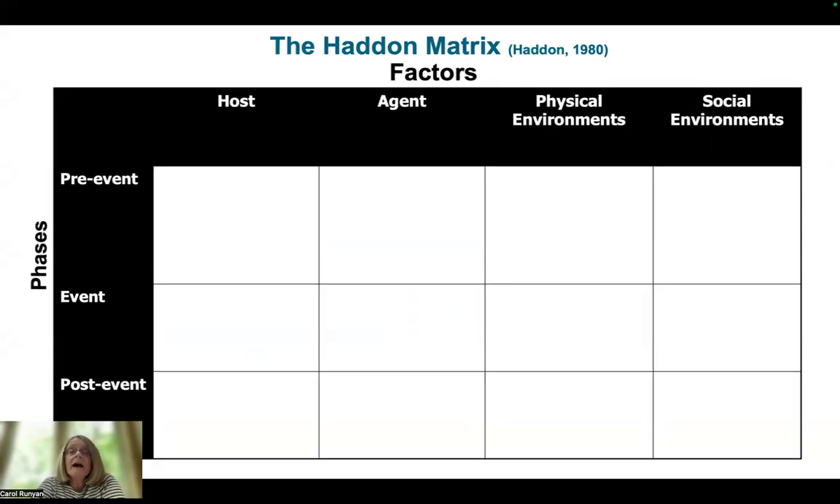The matrix consists of columns that are factors that can potentially be changed. The host, or the person who's vulnerable, the agent, which might be a vehicle, like a product, or a vector, like in the case of violence, it might be another human being who causes the transfer of energy to create the damage. And then the physical and social environments.